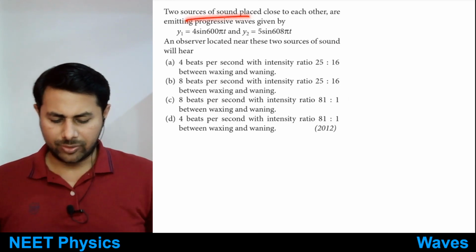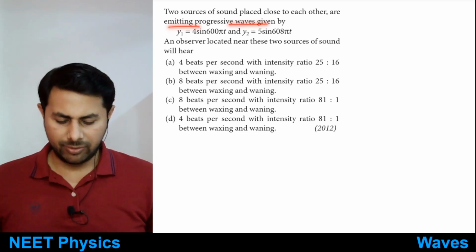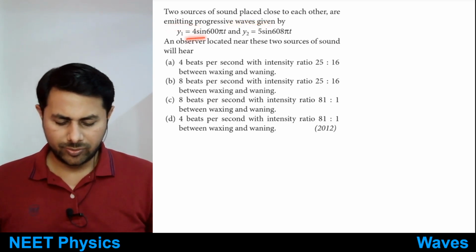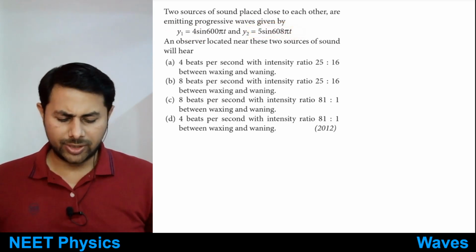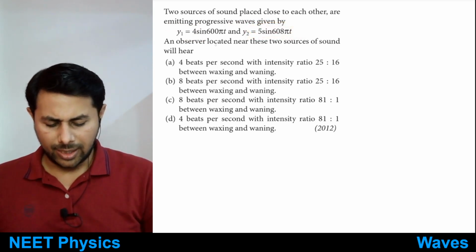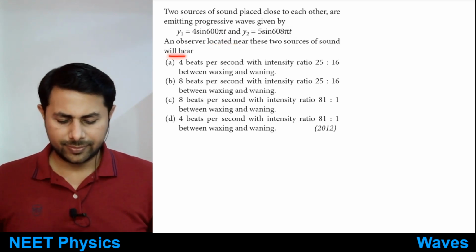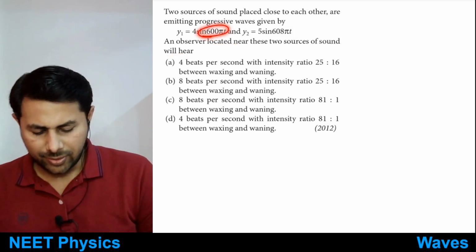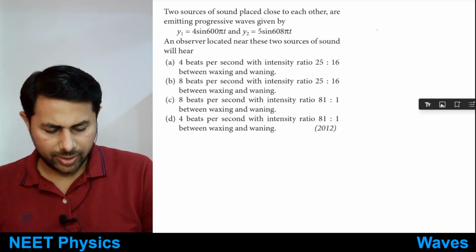Two sources of sound placed close to each other are emitting progressive waves given by y1 is equal to 4 sine of 600 pi t, y2 is equal to 5 sine of 608 pi t. An observer located near these two sources of sound will hear how many beats? Okay, so this is 600 pi t, this is 608 pi t.